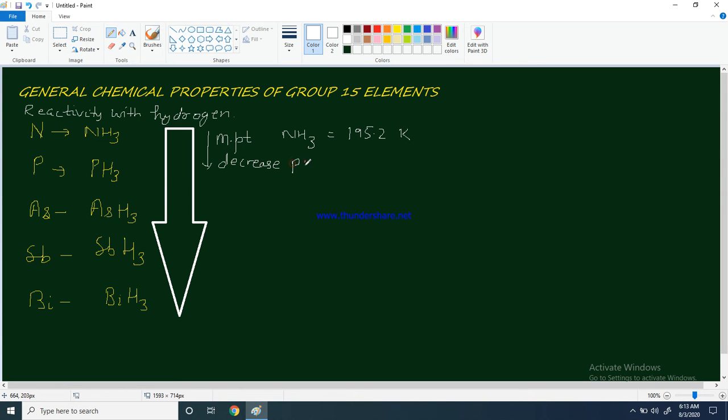For PH3, it is 139.5 Kelvin. For arsenic hydride it is 156.7 Kelvin. For antimony hydride, it increases a little bit.